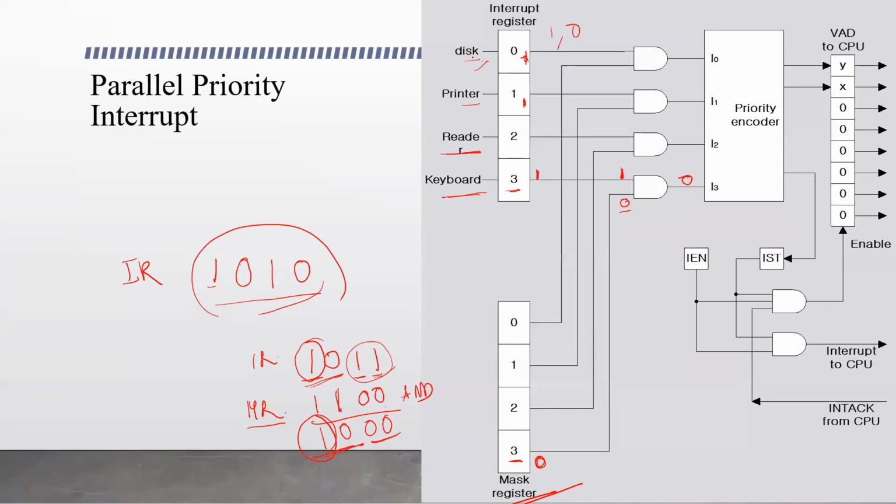For example, when the disk has sent an interrupt request, that is being serviced by the CPU. At that time, all the lower priority devices need to be stopped from sending interrupt requests to the CPU, because the CPU is busy servicing a highest priority device. Lower priority devices will not be allowed at that time to send an interrupt request to the CPU. So at that time, all these lower priority bits are set to 0 in the mask register.